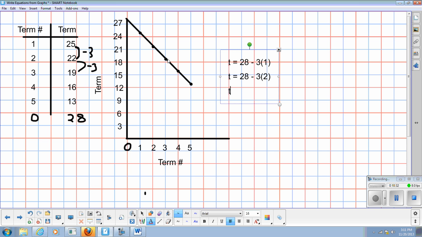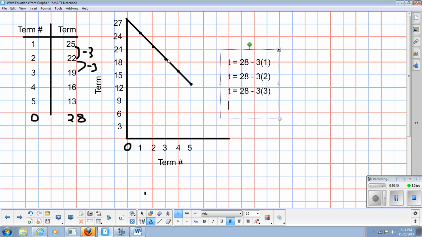So my term equaled 28. Oopsie, gotta type better, Mr. Ollenberg. 28 minus 3 times 3. All right, let's take a look at where these numbers come again.